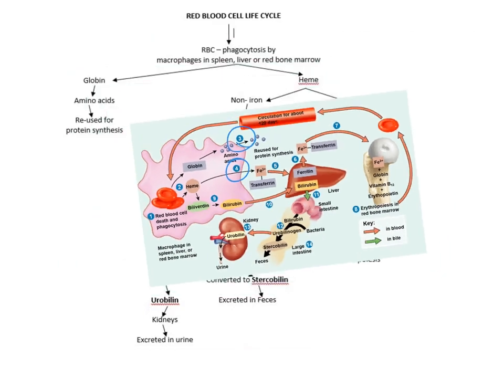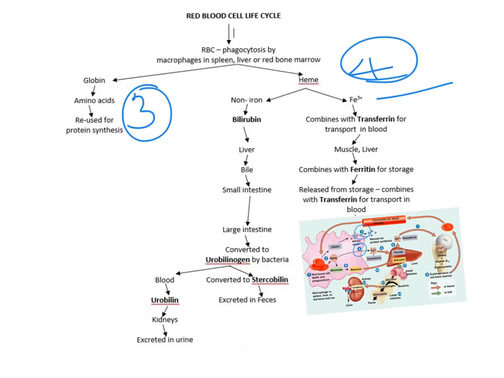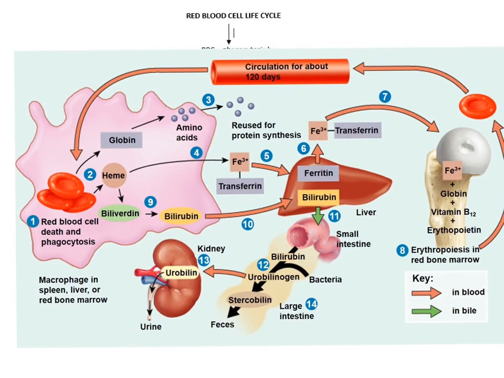Go back to our flow chart. Steps 3 and 4 are right here. Here is the globin being broken down into amino acids and reused for protein synthesis, and here is the heme, number 4, being broken down into iron. Let's follow the path that the iron is going to take.